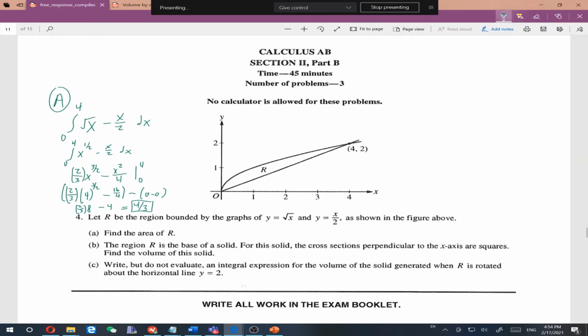Okay, part B. The region R is the base of a solid. Cross-sections perpendicular to the x-axis are squares. So I want to find the volume of the solid. I'm going to jump to... Oh, we just lost her. We'll go to Kyle then.